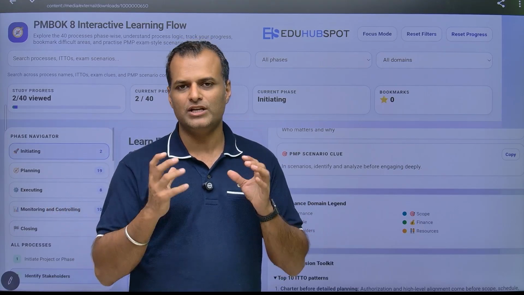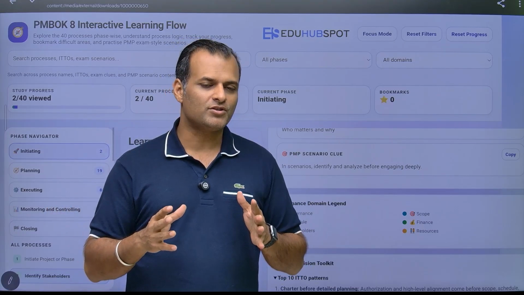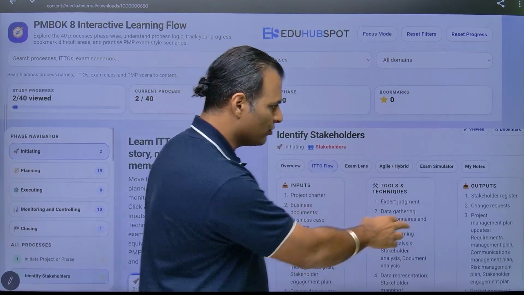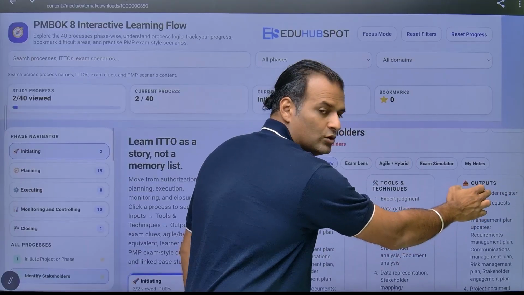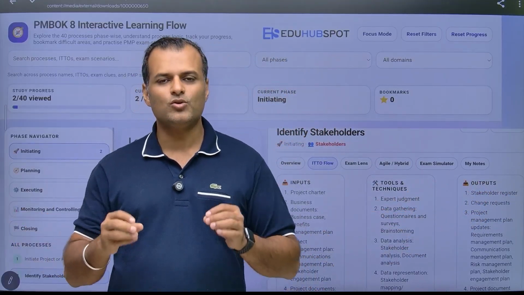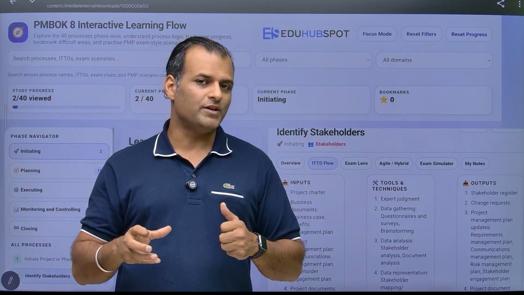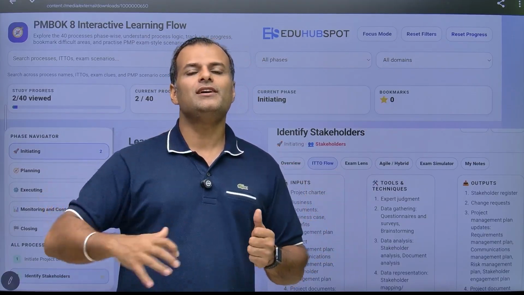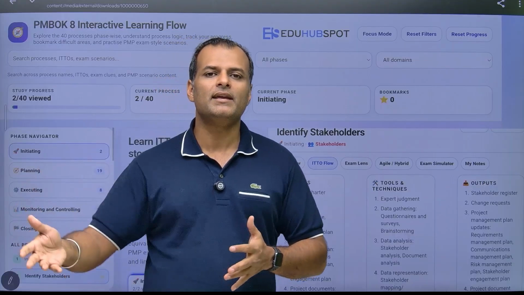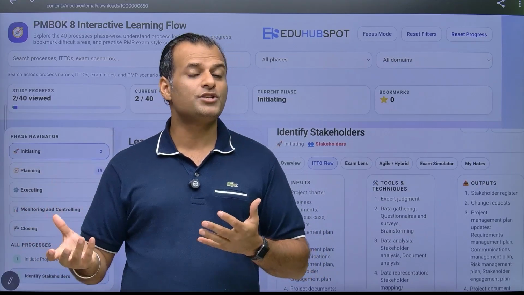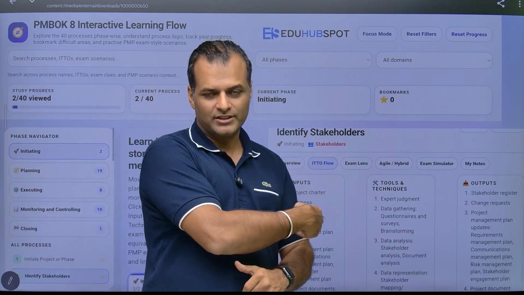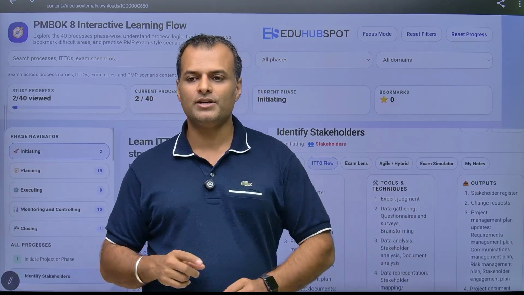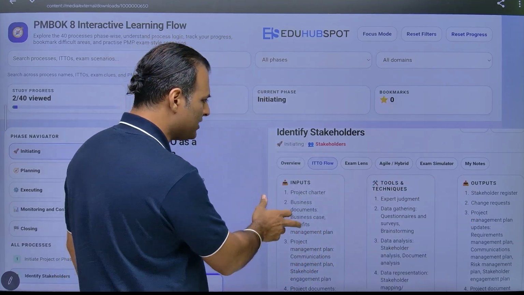Also another thing which you need to know from the identify stakeholder process is that the output of this is the stakeholder register. Let me show you the ITTO flow. The main output is your stakeholder register, and the stakeholder register is a living document. When I say living document, what I mean is that you can constantly update it. Why? Because let's say you are in the planning phase and you identify new stakeholders, then you will come back and do this process again. Why? Because you are updating your stakeholders in the stakeholder register.